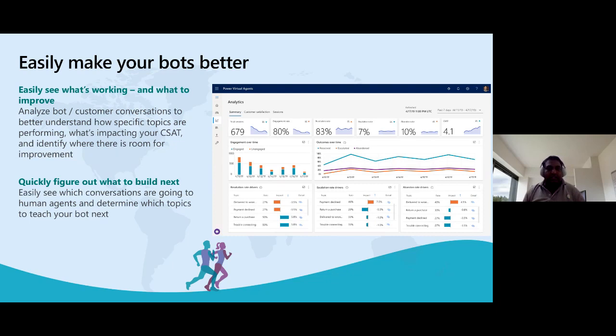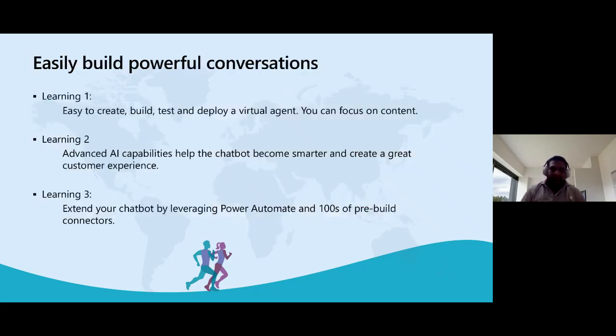Users can easily understand how to use the application because in the background there is the LUIS concept, language understanding interface. It will understand whatever conversation you add. You can easily see which conversations are going to human agents and determine which topics to teach the bot next. Whatever we discuss, it is easy to create, build, test and deploy the virtual agent. You can focus on the content. Then you have advanced AI capabilities that help the chatbot become smarter and create a great customer experience. That's a very good thing.